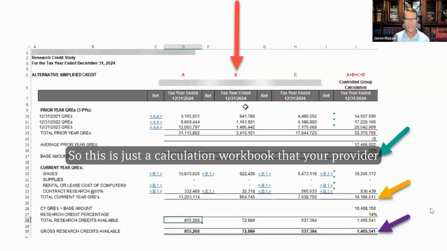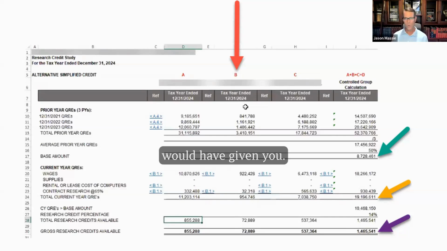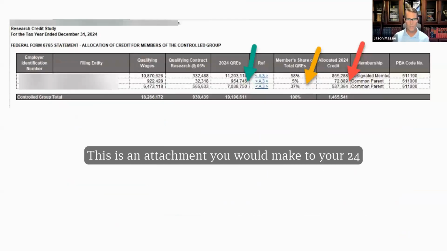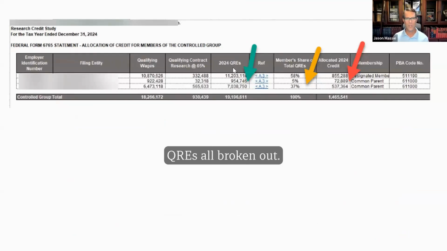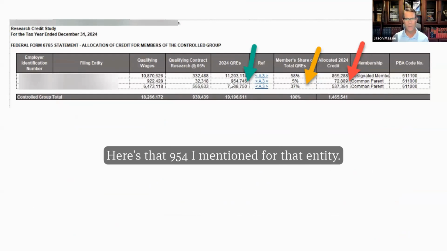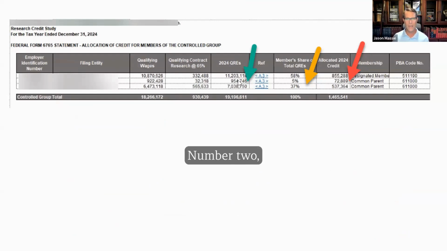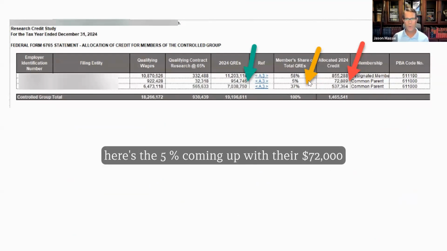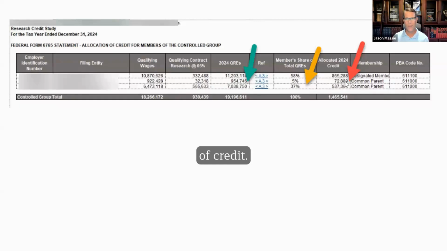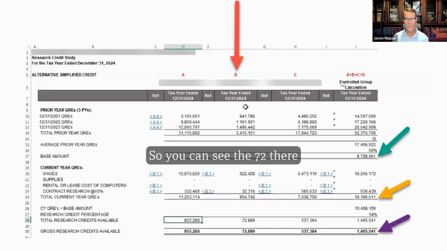So this is just a calculation workbook that your provider would have given you. This is an attachment you would make to your 6765 form, which has your three legal entities and has the QREs all broken out. Here's that 954 I mentioned for that entity number 2. Here's the 5% coming up with their $72,000 of credit. So you can see the 72 there matches the 72 there.